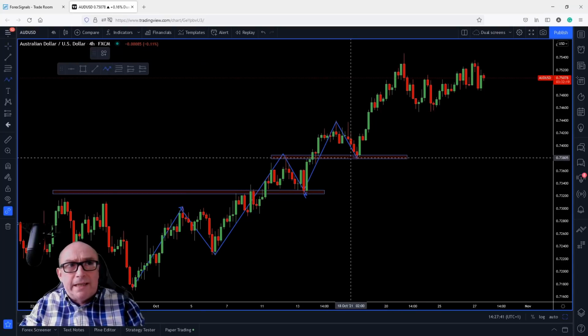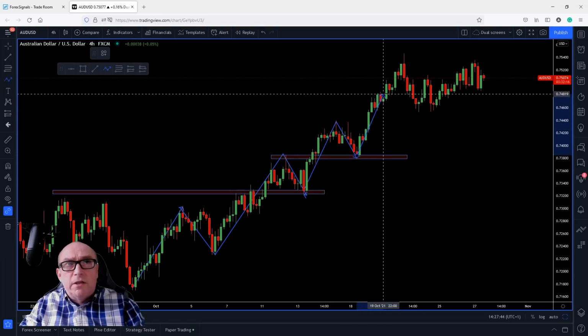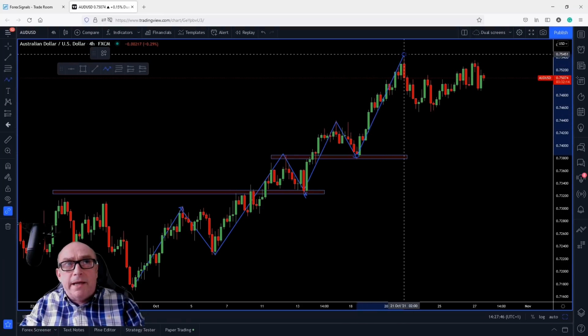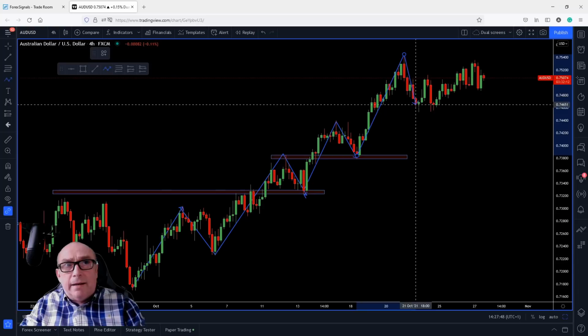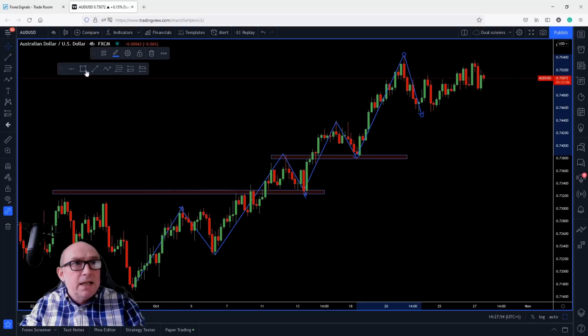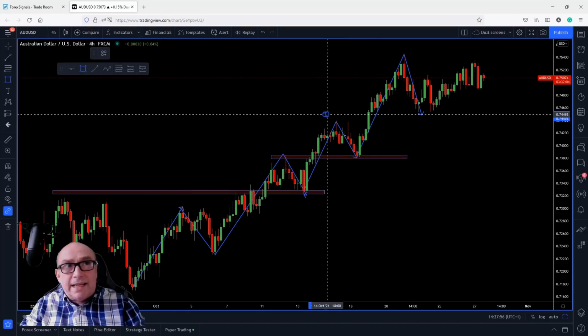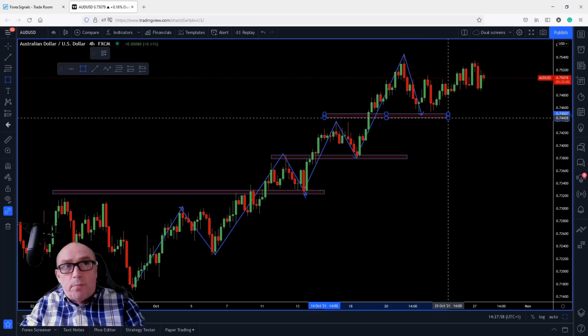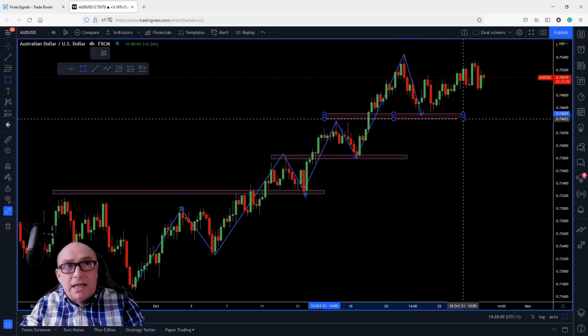Okay, and we make a new impulsive move to this new high up here, and then a pullback, and the pullback on the corrective wave comes back to pretty much where you had that previous high here. This again is another structural point. It's where buyers are becoming sellers, sellers are becoming buyers.